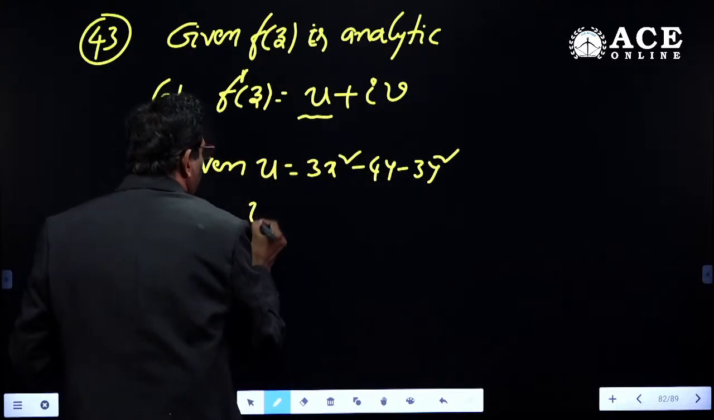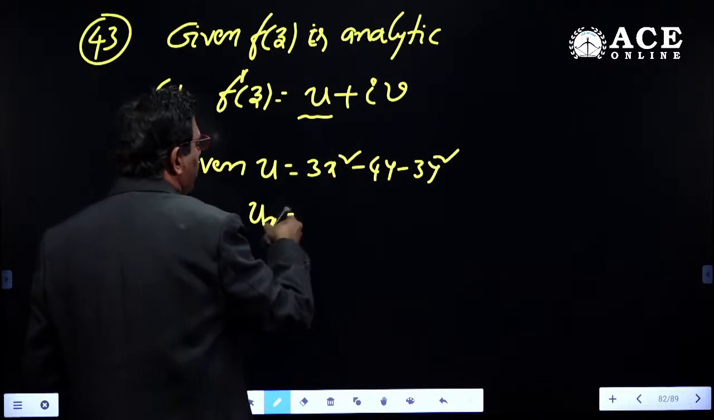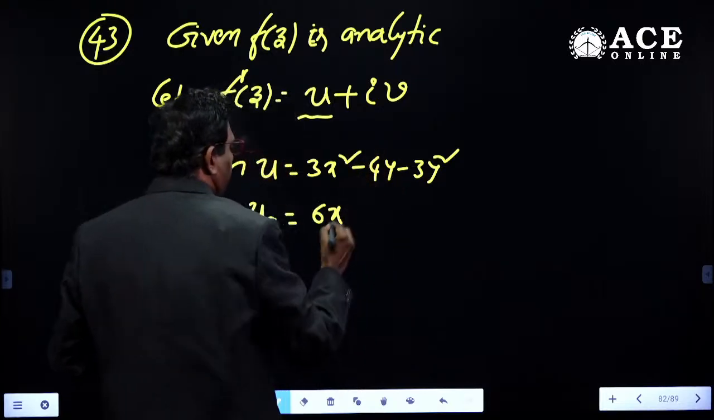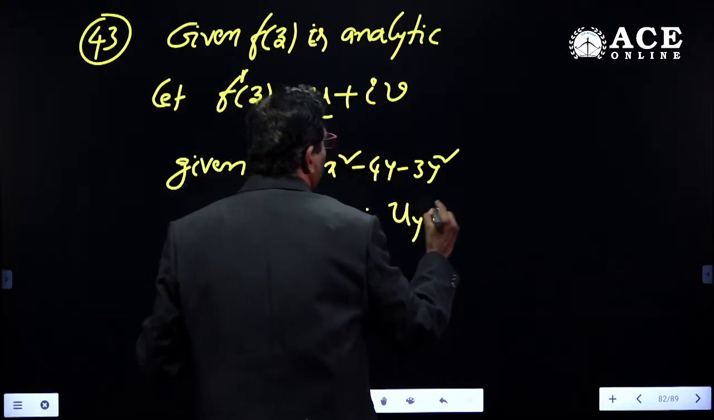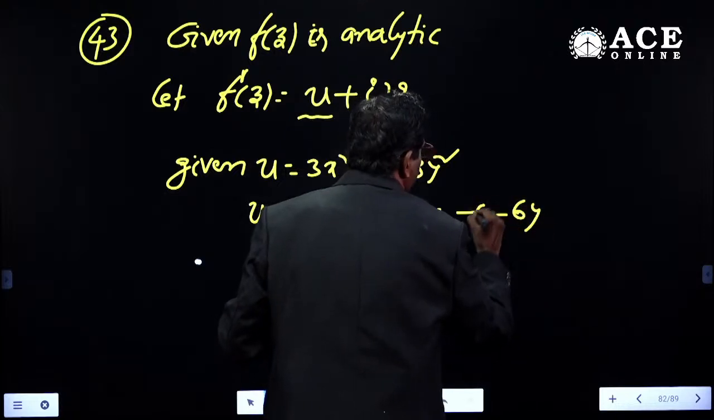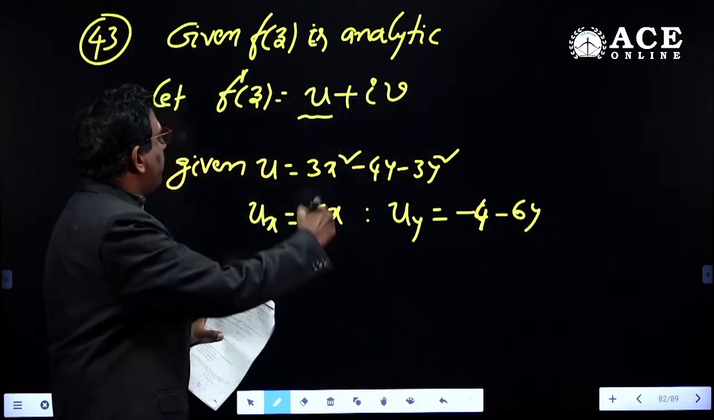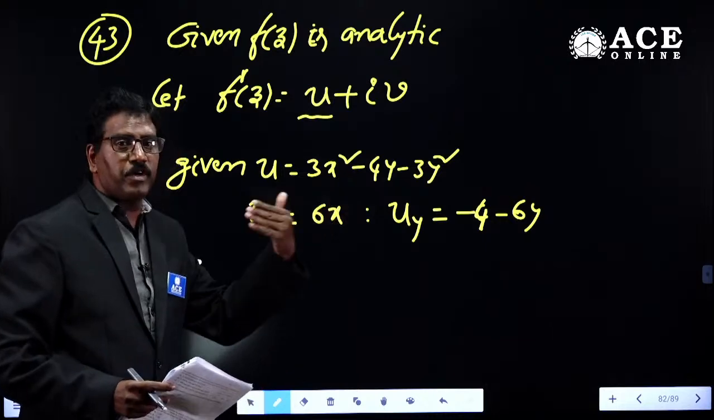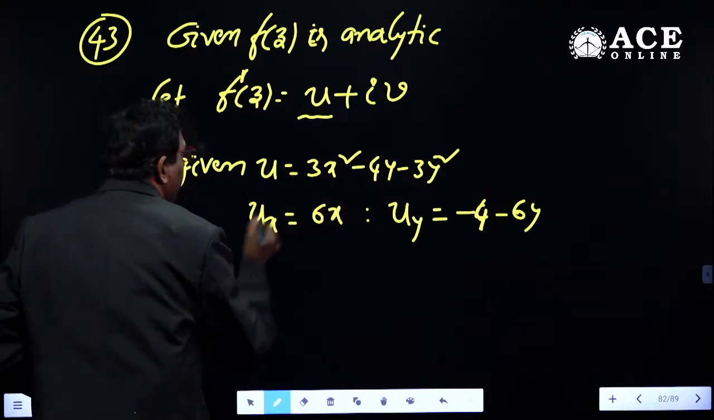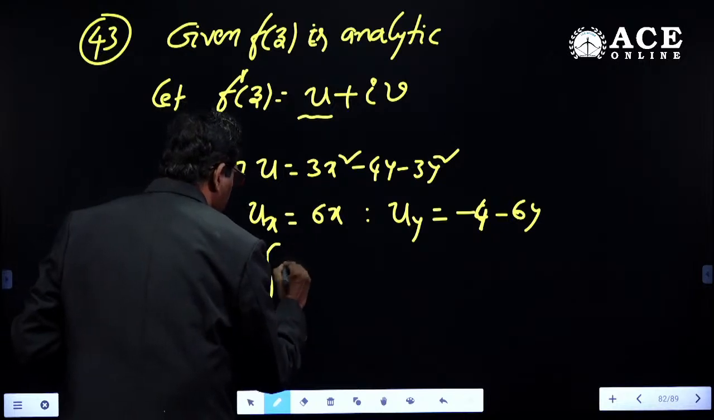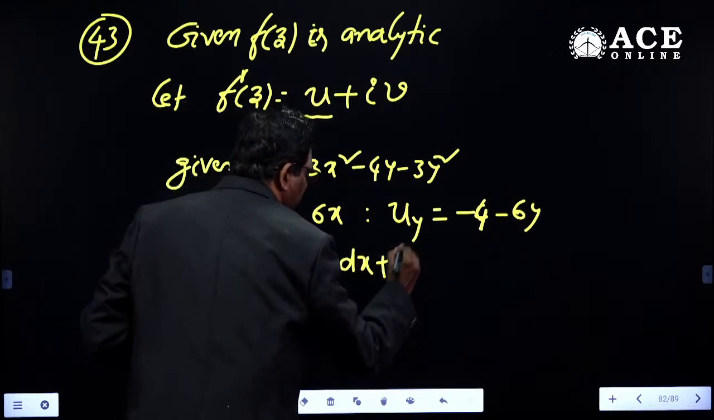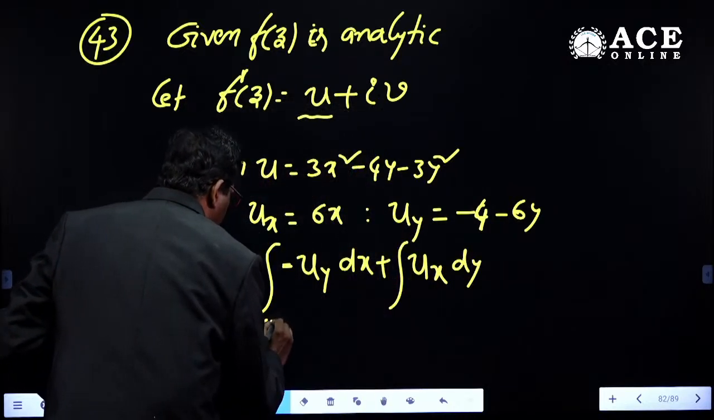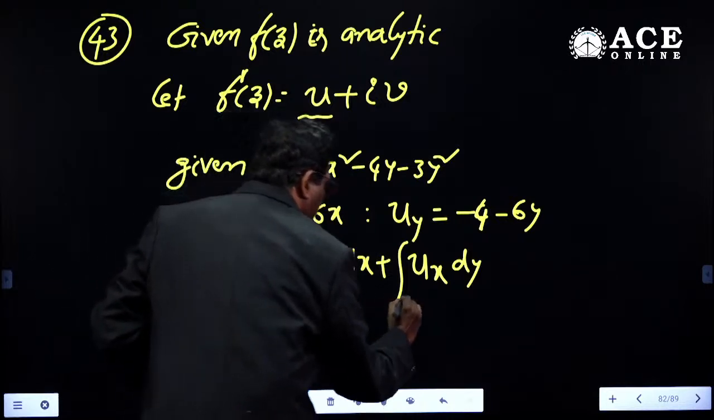Now apply the CR equations. First find ux and uy. What is ux? 6x. What is uy? uy is minus 4 minus 6y. Now if you know ux and uy, from the definition of total derivative find v, the imaginary part. It is minus uy dx plus ux dy, where in ux we keep only terms without x.